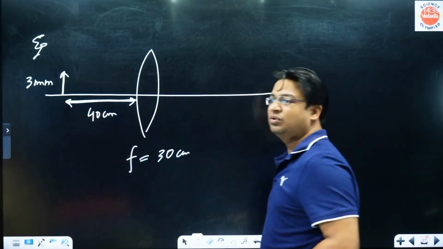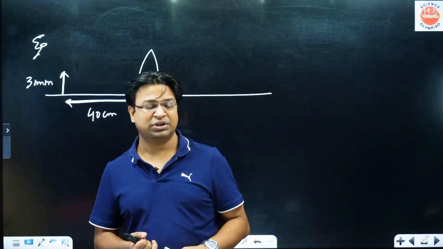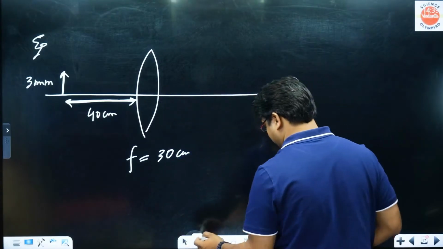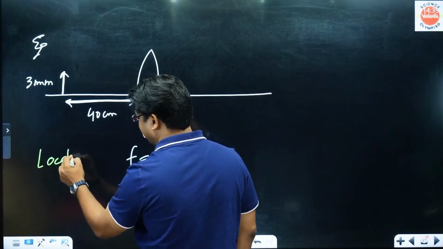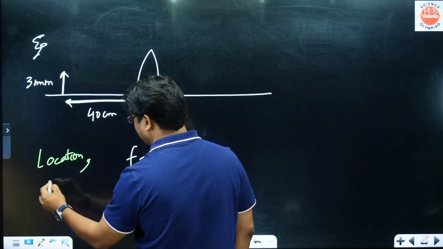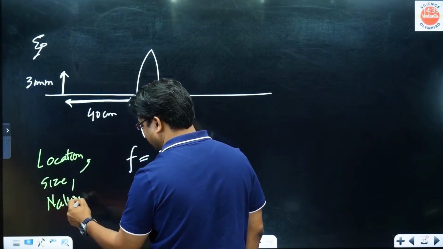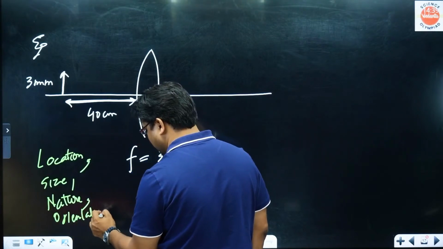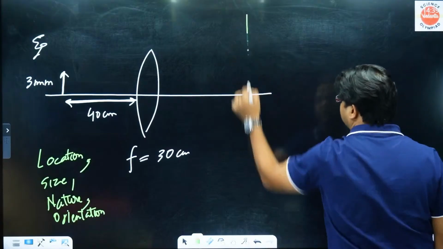We need to know everything about the image. We want to know where the image will be formed. We want to know the height of the image, the orientation, the nature. So we want to know everything. Let me write it down. We want to know the location of the image, where it will be formed. We want to know the size. We want to know the nature, whether it is real or virtual, and we also want to know the orientation. So these are all the things that we want to know. Let's see how we are going to do it.